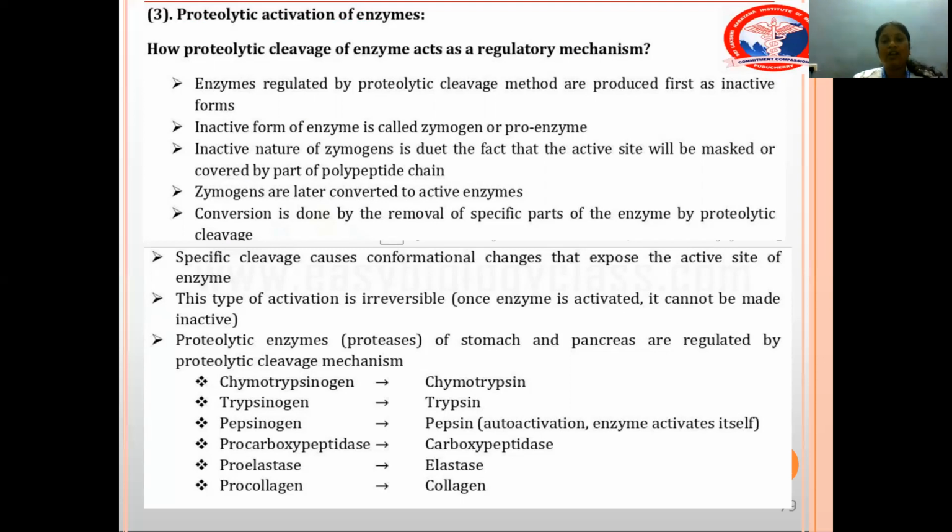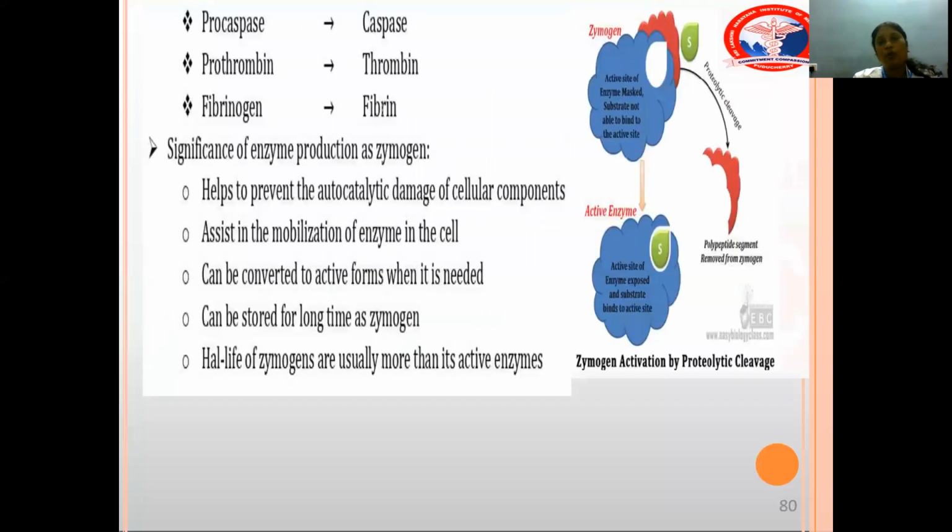Examples are chymotrypsinogen to chymotrypsin, trypsinogen to trypsin, pepsinogen to pepsin, procarboxypeptidase to carboxypeptidase, proelastase to elastase, and procollagen to collagen. Here, pepsinogen is an enzyme which can undergo autoactivation, that is, the enzyme can activate itself. Procaspase to caspase is involved in apoptosis. Prothrombin to thrombin and fibrinogen to fibrin occur during the clotting, or coagulation, pathway.